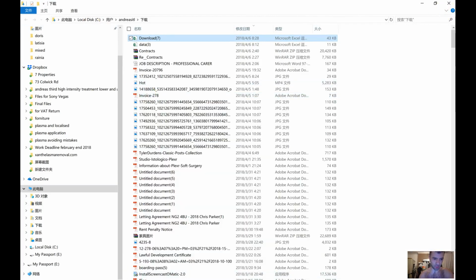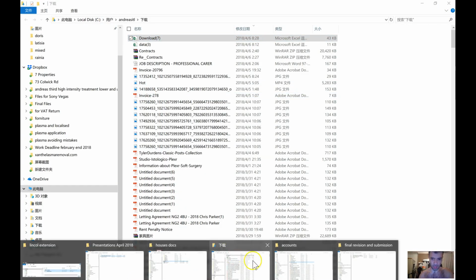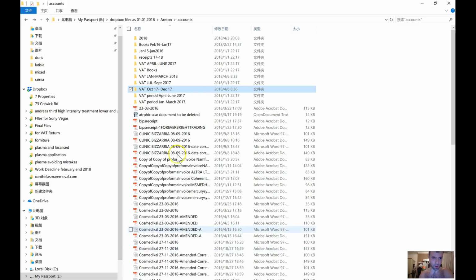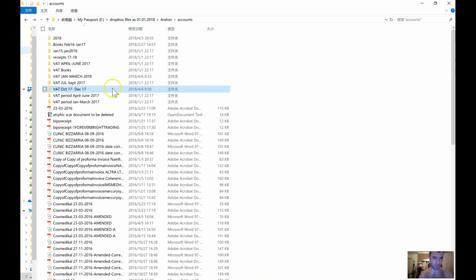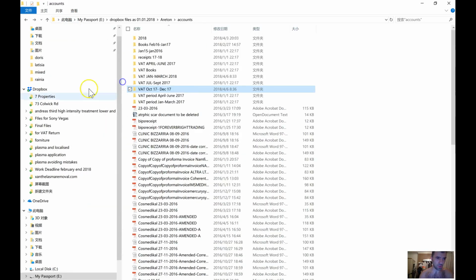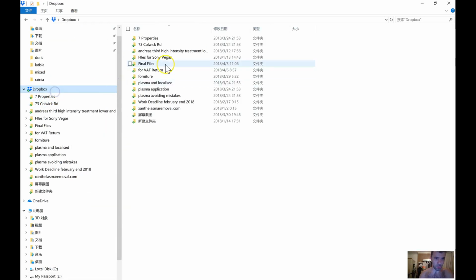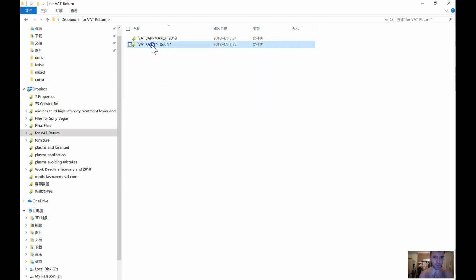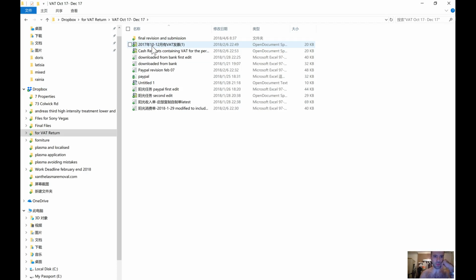So look, if I can actually go back to where I was before, and if we just go into shift that. Now, this is an example of, see if we go into the Dropbox, it's going to be easier because we've got them there. The Dropbox, VAT return. And now this is an example of past VAT return.